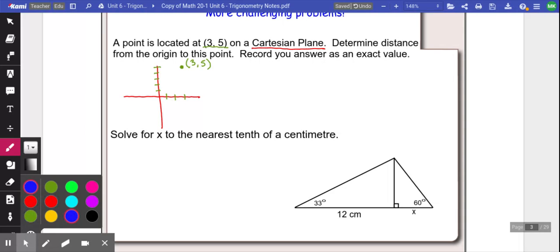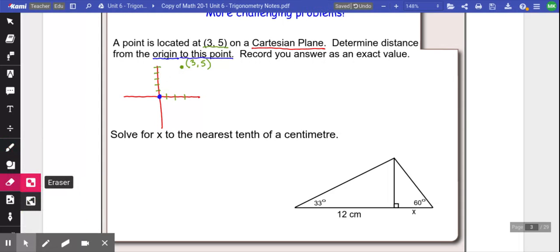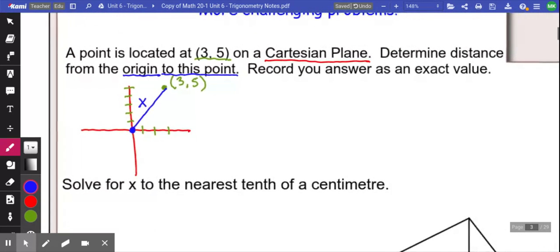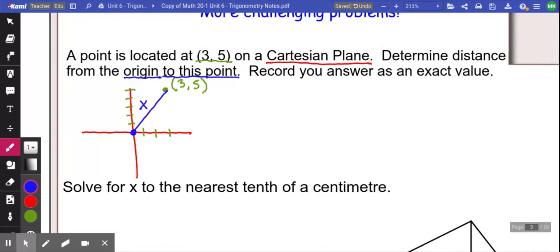Determine the distance from the origin to this point. Origin means the very center. So determine the distance from the origin here to this point. So determine this distance. I missed. Let's try again. Determine that distance. Cool. If you're looking at that, you might be like, I have no idea what that distance is.